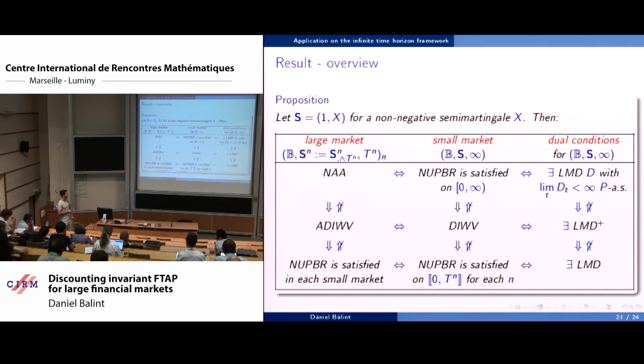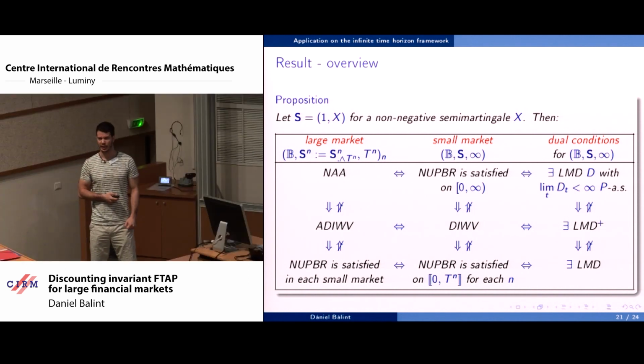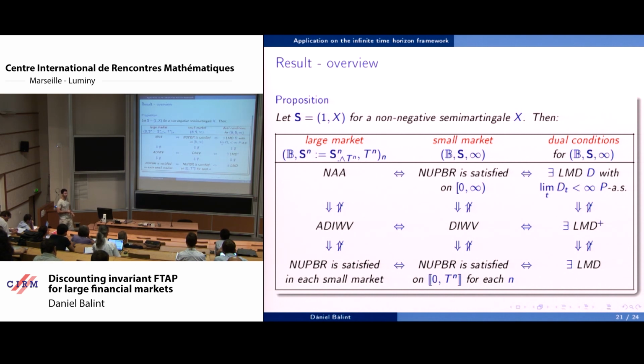And it has then the dual condition that there is an LMD which satisfies this asymptotic condition. Then the second row, this is basically our new concept, the asymptotic viability, which is equivalent to viability in this special large market framework, and it has the dual condition that there is an LMD plus. And the third row, without any asymptotics: NUPBR is satisfied in each small market, no asymptotic condition. This is equivalent, in terms of small market terminology, to NUPBR being satisfied on every finite, actually bounded, so compact, time interval, and the dual condition is simply that there is an LMD without any plus or asymptotic condition.